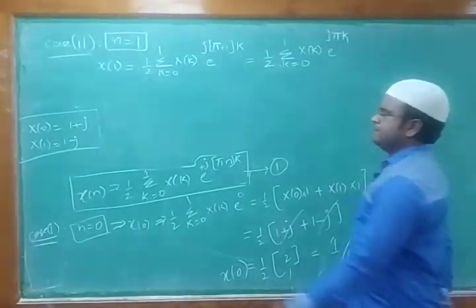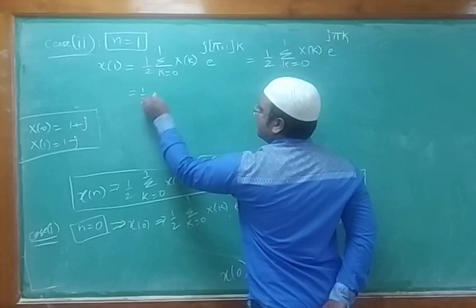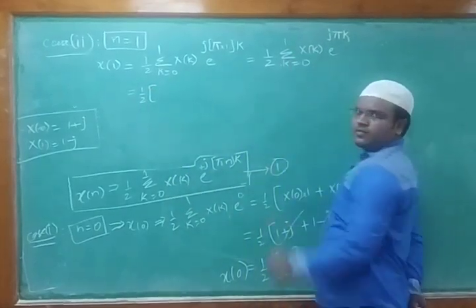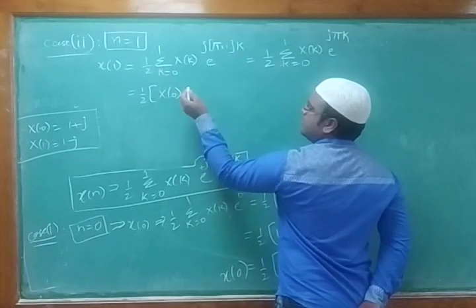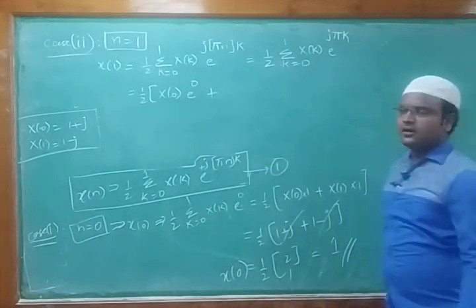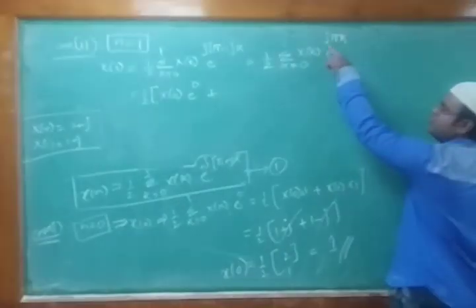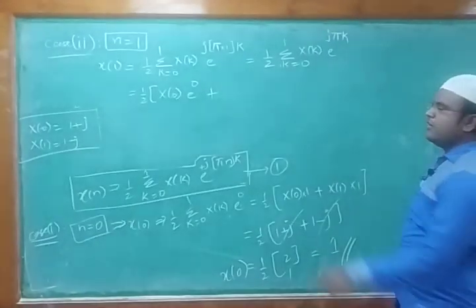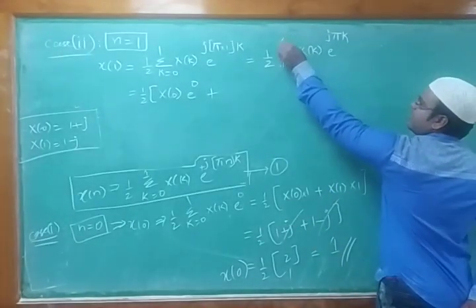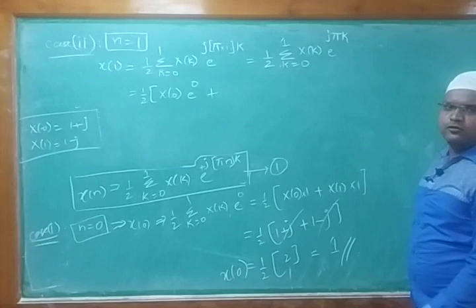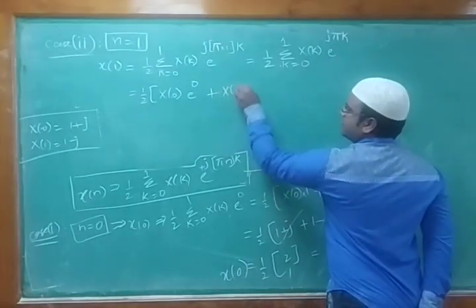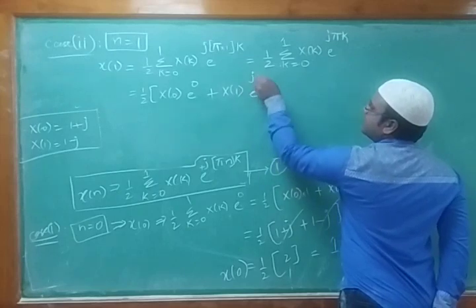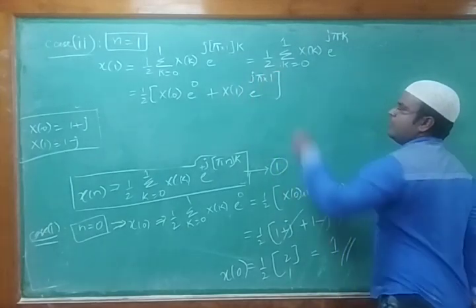What will I get? So 1 by 2, k is equal to 0 in this. So we'll get x of 0 e power 0, because the k value is 0. So this is also 0, 0 into anything will be 0. Now what is the second k value? We only had two values. So the k value is 1. So we put 1 here, and here is 1. So what will I write? x of 1 e power j pi into k value 1.